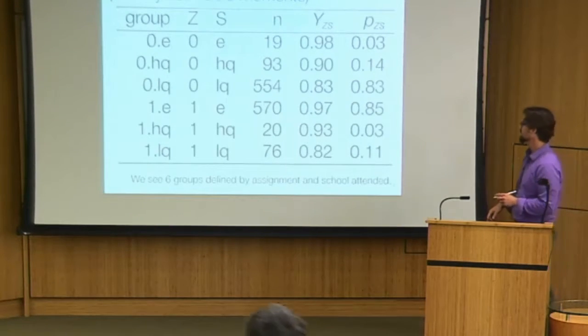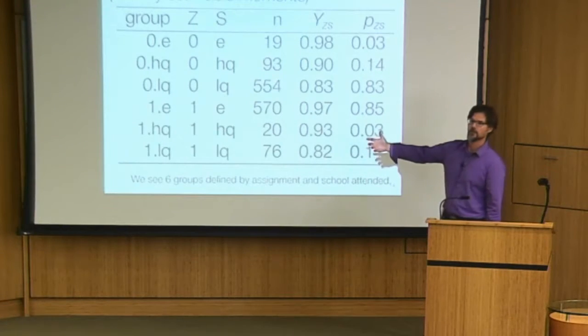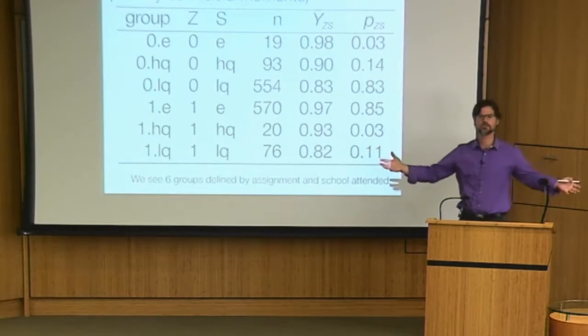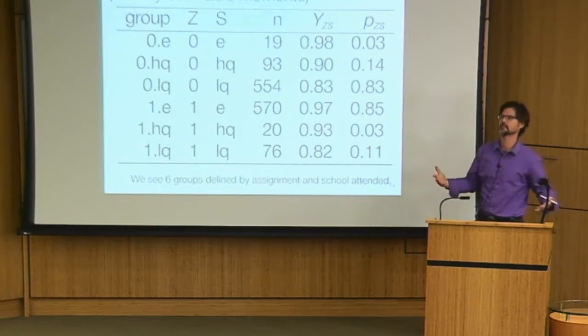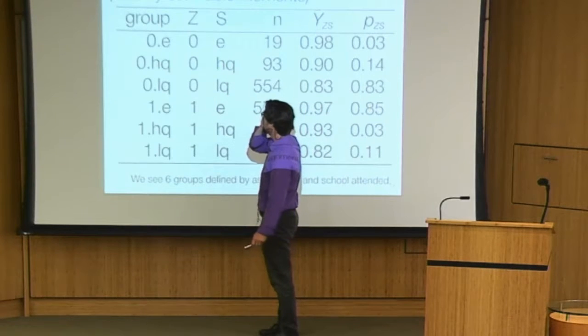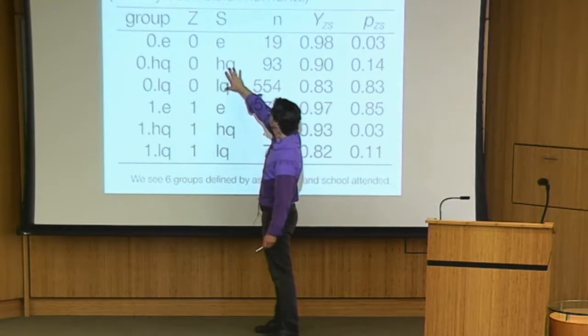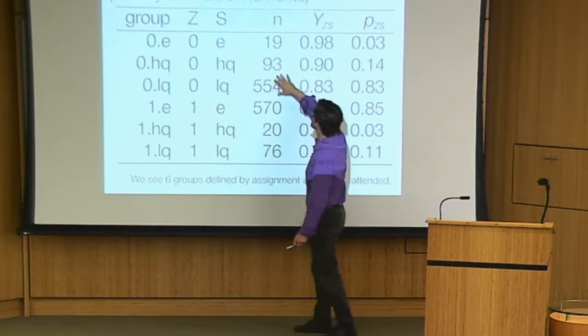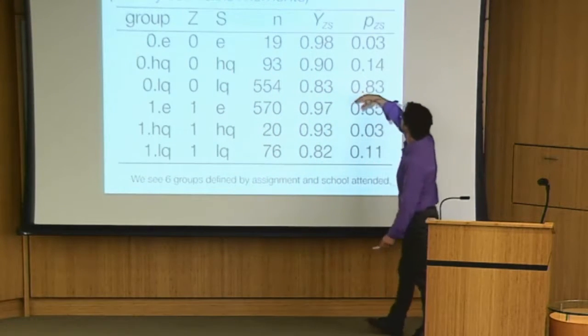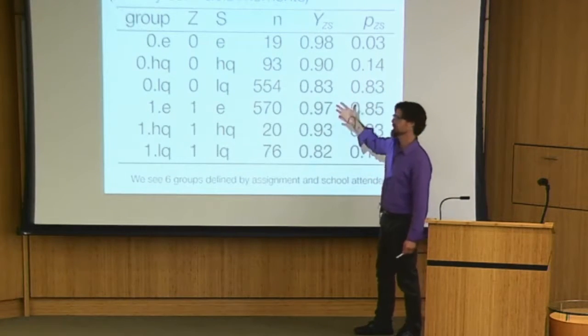Just to illustrate what data might look like, what we observe, you can look at all of your students and calculate summary statistics. In this illustrative table, Z is our treatment, S is the school attended, and N is the number of students, and then Y_SZ and P_SZ. These are estimates based on some fake data.